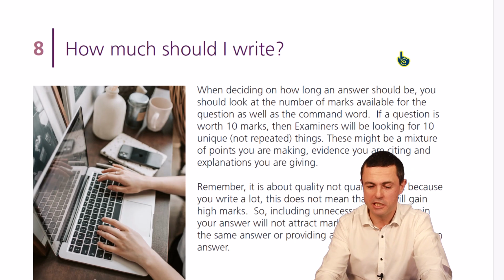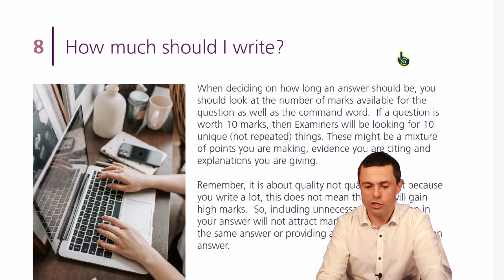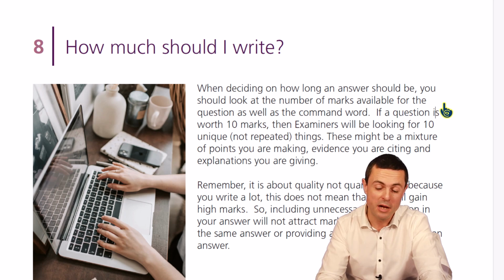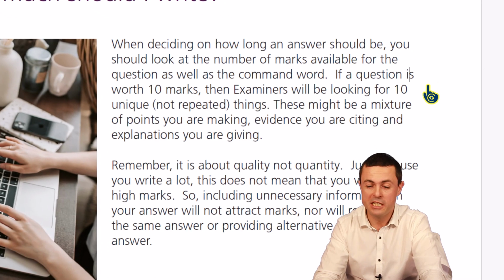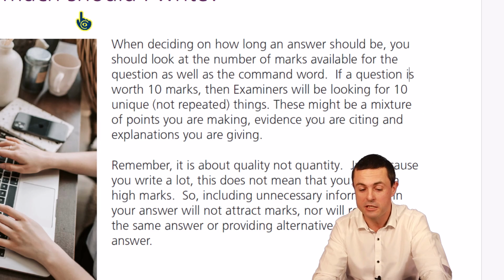In section 8, we start to see the P principle making a little bit of a reappearance here without being clearly stated. Section 8 is how much should I write? It says here that you should look at the number of marks available for the question as well as the command word. We'll talk about command words in a moment. If a question is worth 10 marks, then examiners will be looking for 10 unique, not repeated things. Okay, so what are those things that you have to say?